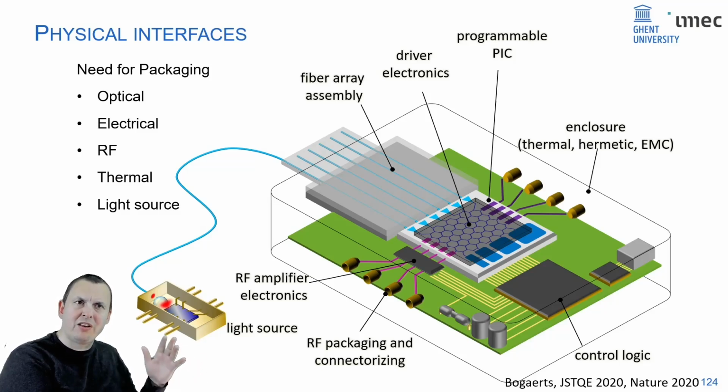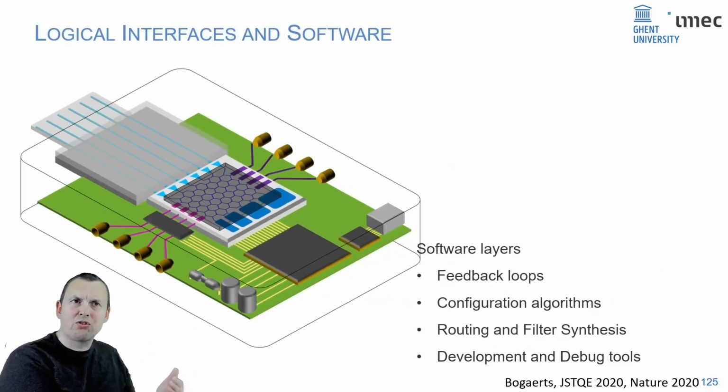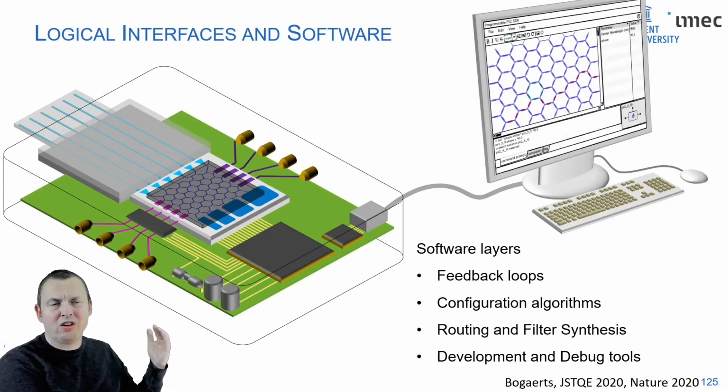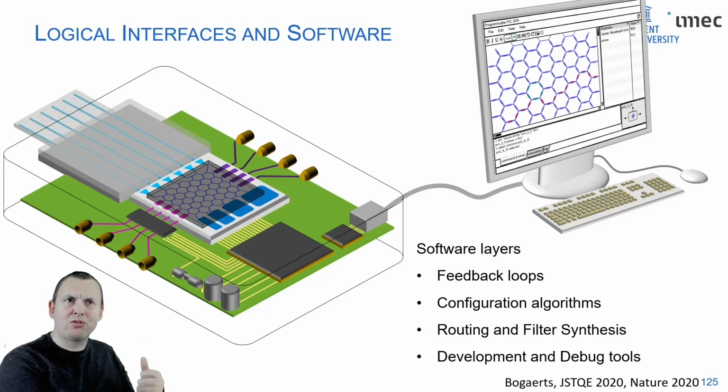As I mentioned, next to the hardware, you can only have a programmable system if you also have the software layers. So that means adding a user interface and a programming library that allows the user to define configurations, to calibrate the system, to implement feedback loops, to automatically route or filter your light, and eventually also debug what is going wrong in your circuit. Very similar to what we today expect from programmable electronics.